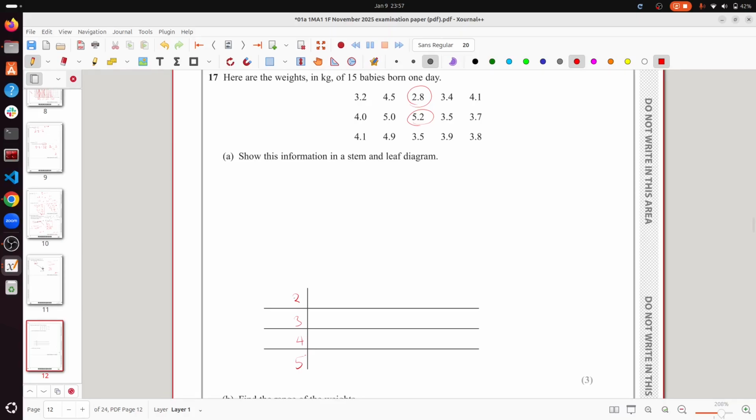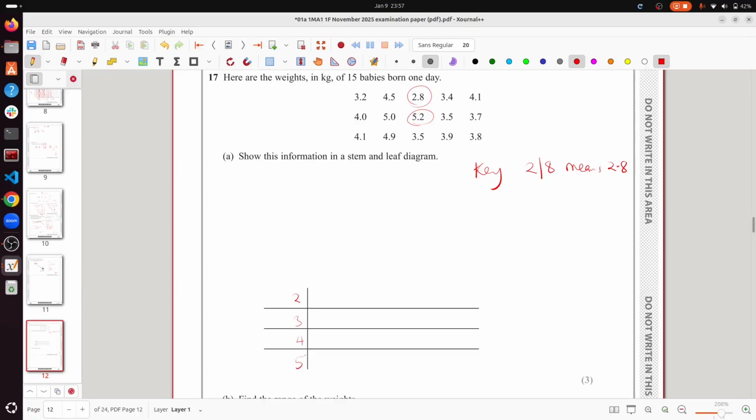The next thing I need to put is a key. 2 slash 8 means what? It means 2.8. So I'm putting a key now. So those are the two important things we need to have. We need to find the smallest and the biggest number to form our stem, and then we need to give what a key is.